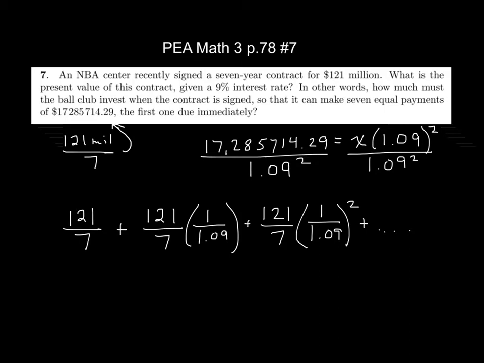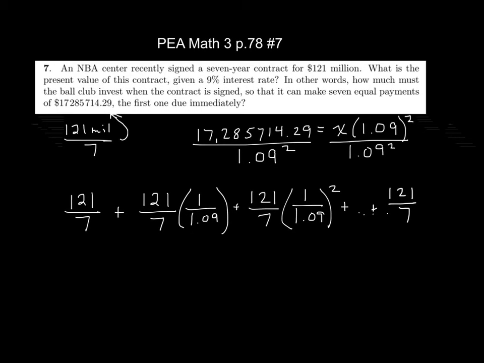Okay? So my very last term would be 121 over 7 times 1 over 1.09 to what power? How many years? It's a 7-year contract. So maybe 7? 8? 6. It's a 6 because this first payment had an exponent of 0.